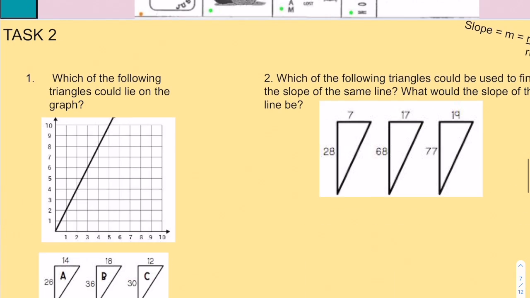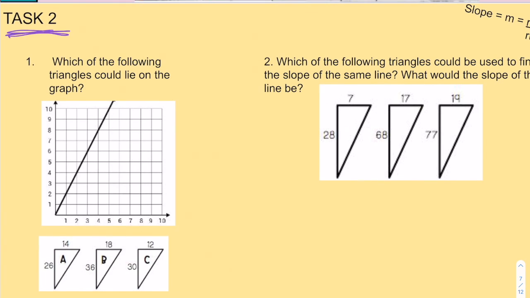So you're going to find the slope for those 4 problems. And then on task 2, you can pick either problem. The questions are asking which slope triangles would fit on the graph for number 1, or for number 2, which of those slope triangles could fit on the same line. So for number 1, you would need to know the slope of the line.